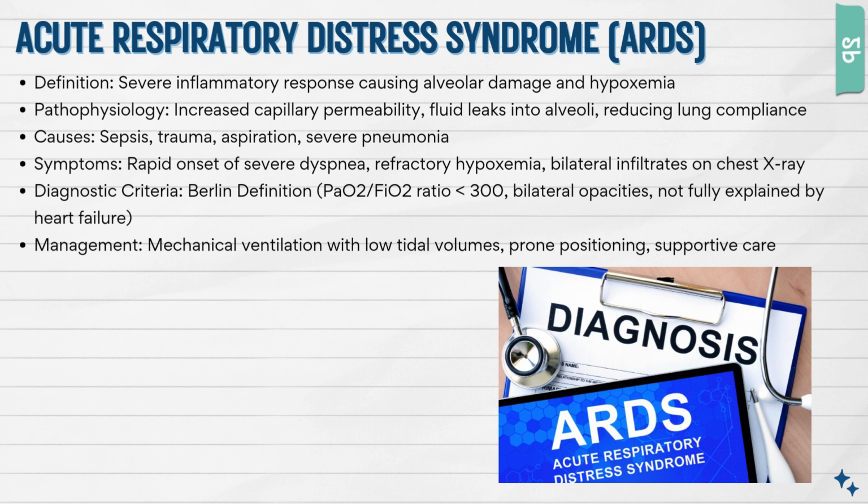So the Berlin definition helps clinicians diagnose ARDS, which includes a PaO2/FiO2 ratio of less than 300. I know that doesn't make a lot of sense to you right now, but just go with me. Bilateral opacities in imaging and symptoms not fully explained by cardiac failure, okay? So management of ARDS is mainly supportive, as there's no specific cure, okay? Once it gets this far, it's mostly support, okay? We hope that it doesn't get this far. The goal is with acute respiratory failure, we keep that from turning into ARDS, okay?